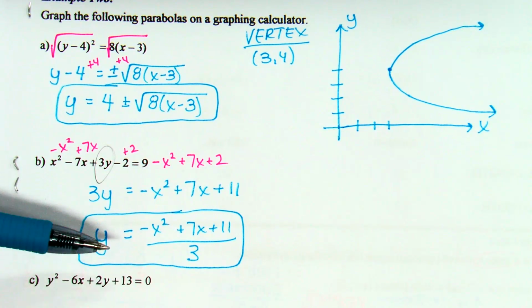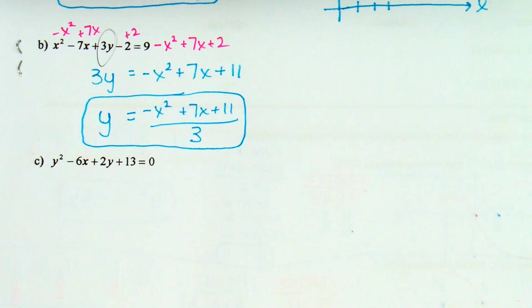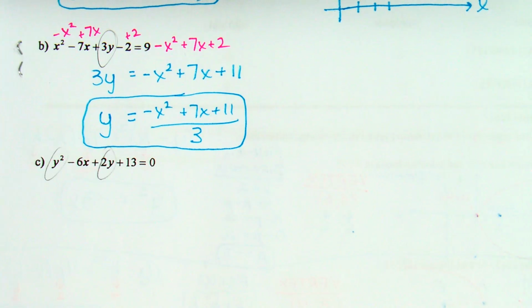Okay, now I want to talk about C real quick, just because I'm running out of time. Notice what's different about this one. There's a y squared and a y. You know, up above, it was y minus 4 squared. Then there was just a y. Guys, they gave us a hint. We are completing the square.